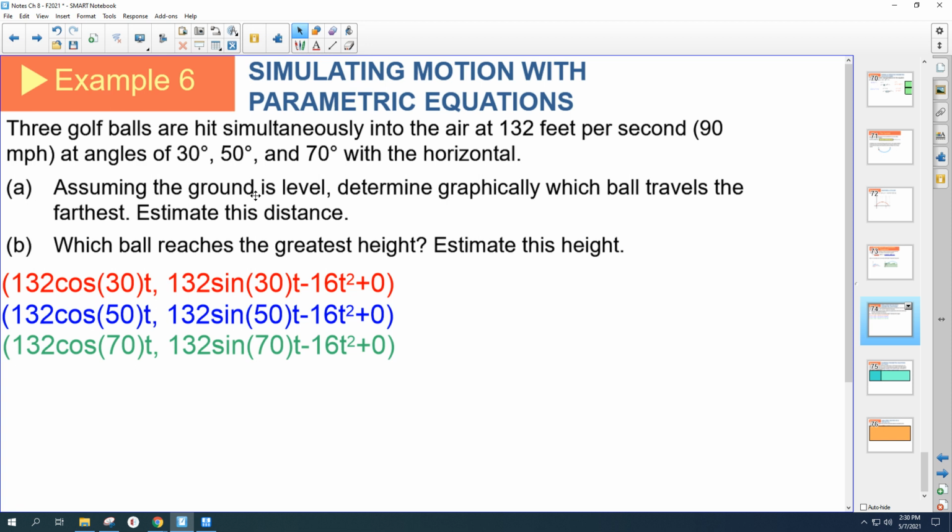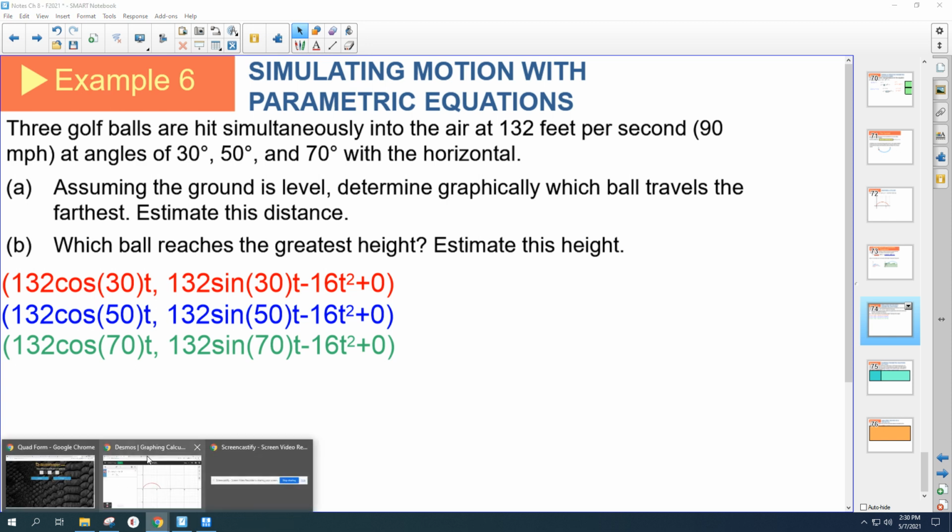Part A says, assuming the ground is level, determine graphically which ball travels the farthest. Estimate the distance. B, which ball reaches the greatest height. Estimate this height. Well, with Desmos, this is easy. I'm just going to graph these 3 things.